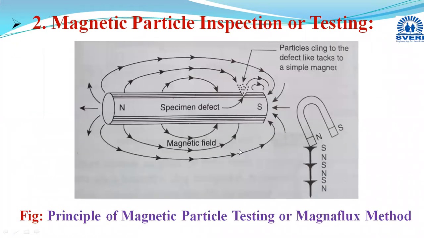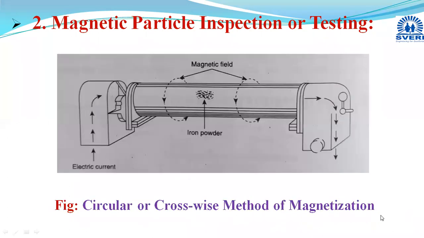And in magnetic particle inspection, we magnetize the test specimen, and by applying ferromagnetic powder as an inspection medium, we detect the defects. Now, this magnetic particle inspection or testing can be done in two ways: by the dry method or the wet method. It is also termed the magnaflux method.